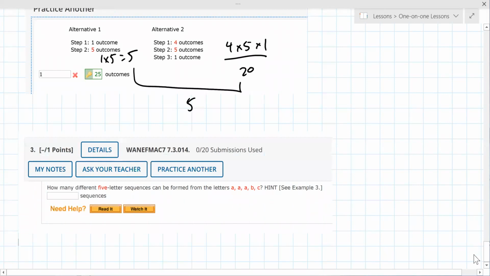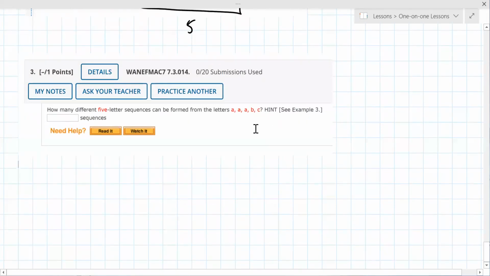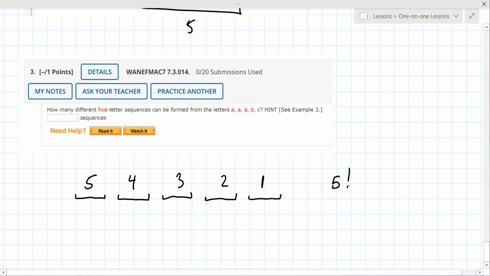Okay, how many different 5-letter sequences can be formed from the letters 3 A's, B, and a C? So the way I look at this, I hope this is right, is in the first position, you have 5 possible letters that you can choose. In the second position, you have 4, third position 3, and so on, 2, and then 1. This is referred to as 5 factorial.